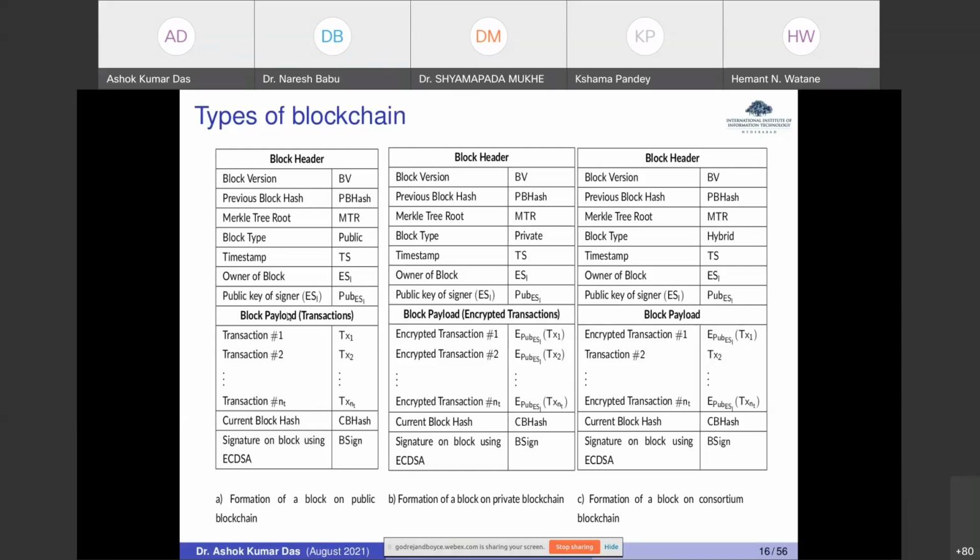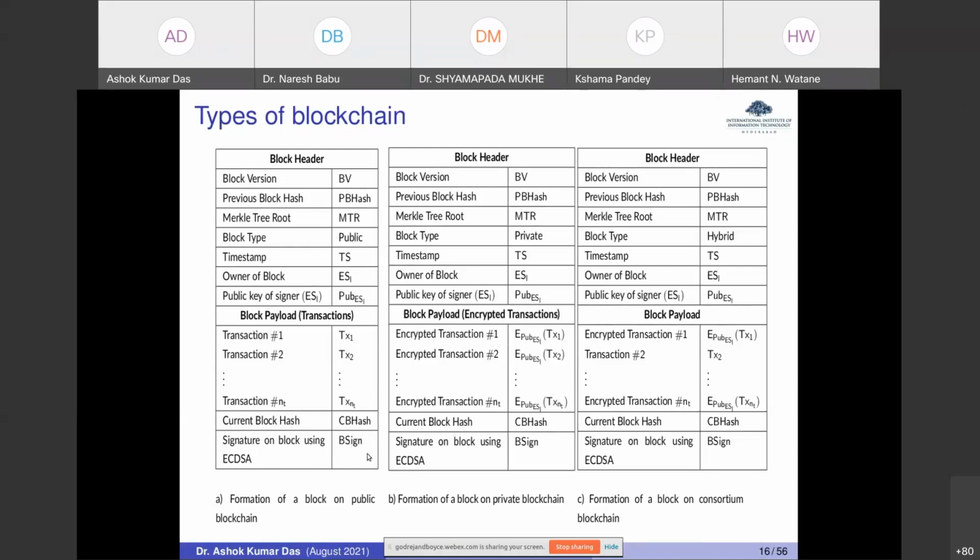Now if we come to the block payload in case of the public blockchains, here all the transactions are put in clear text, they are not encrypted. Then we will compute the current block hash, which is the hash of all the block header values as well as the block payload. Once that current block hash is computed, we will compute the signature on the block using the elliptic curve digital signature algorithm, which is known as the block signature.